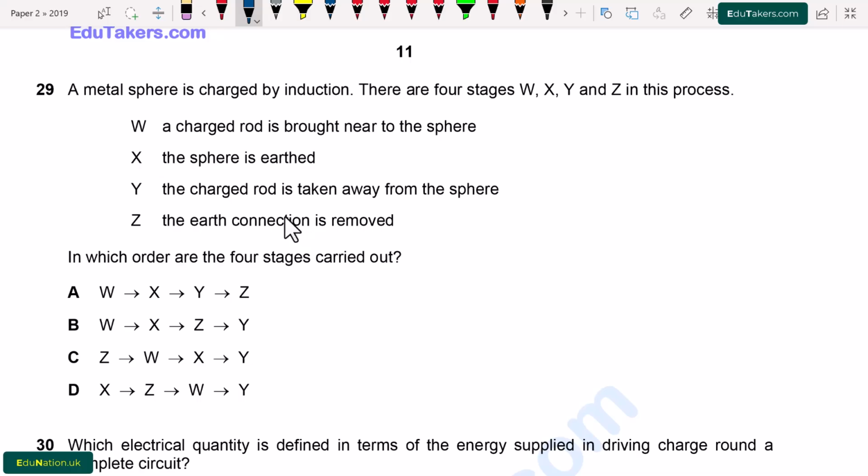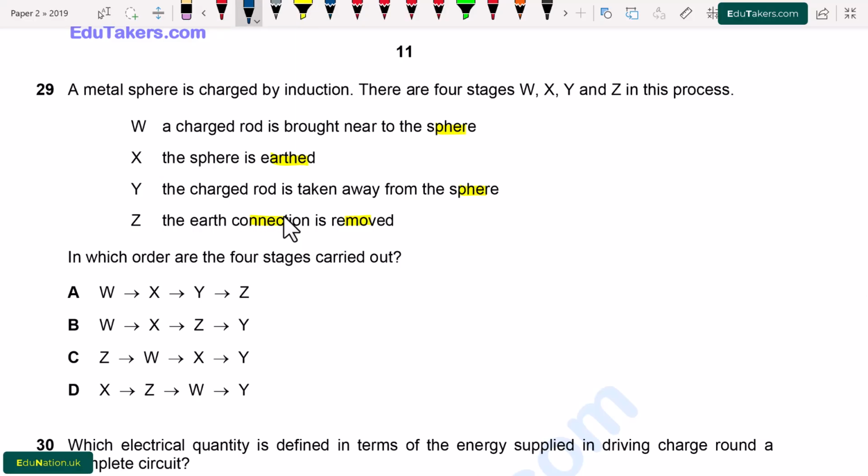Question number 29. A metal sphere is charged by induction. There are 4 stages W, X, Y and Z in the process. W: a charged rod is brought near to the sphere. X: the sphere is earthed. Y: the charged rod is taken away from the sphere. Z: the earth connection is removed. In which order are the 4 stages carried out? So here we just have to write the order.